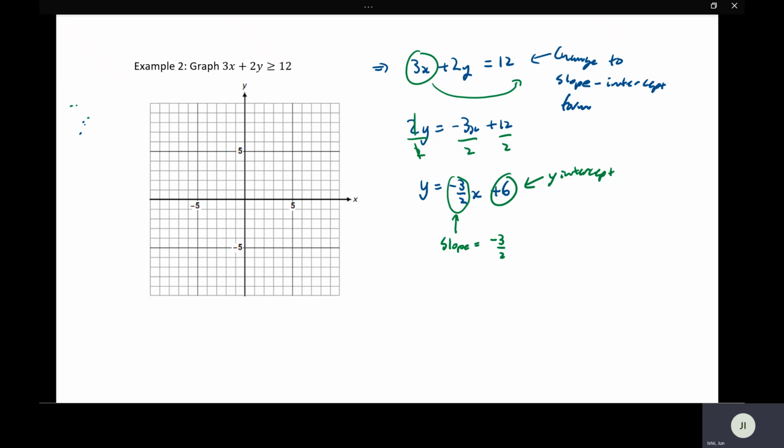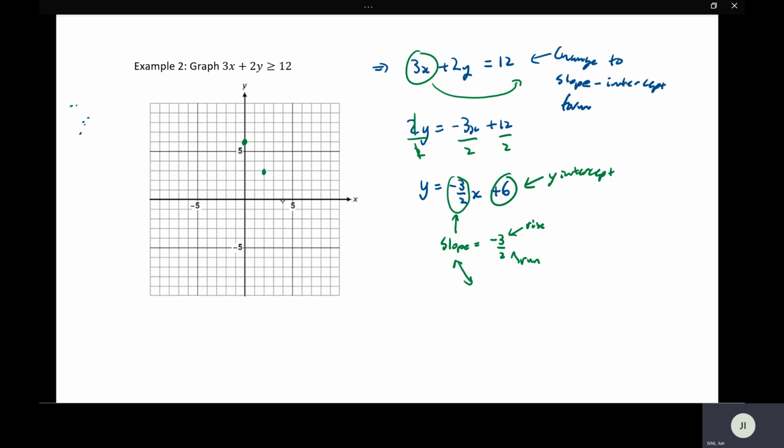All right, so I'm going to start off at 6 here. And again, negative 3 over 2, so we know the line is going to go in the negative direction, so down to the right. This is, again, your rise over your run. Okay, so I'm going to go down 3 units and then to the right 2. So from 6 here, I'll go down 3 and right 2. So this point is going to be on the line.